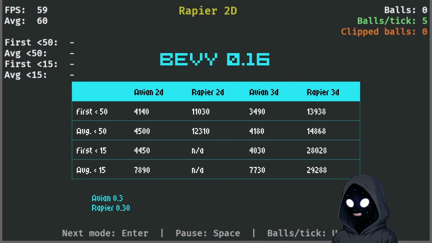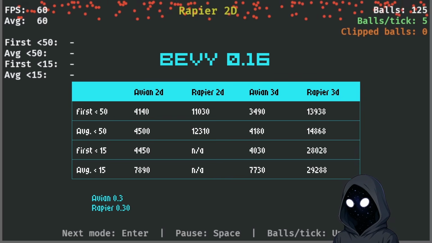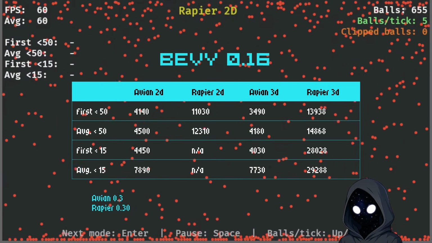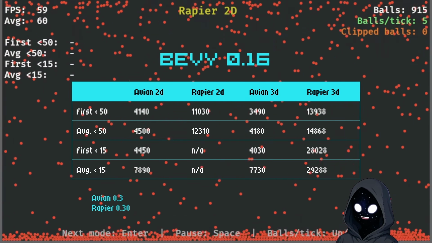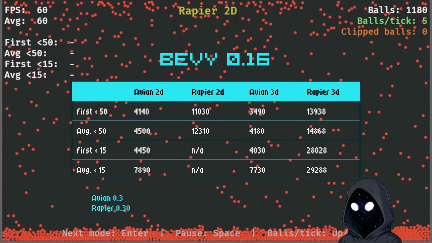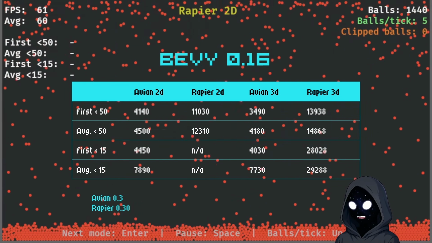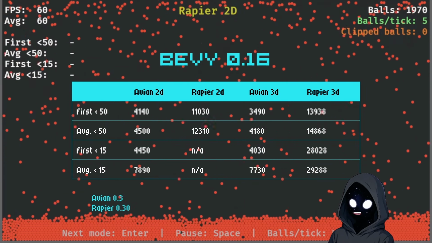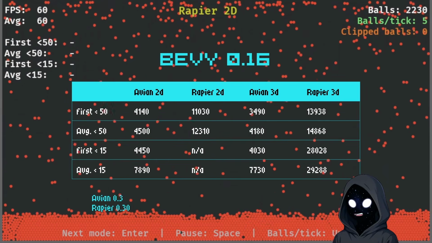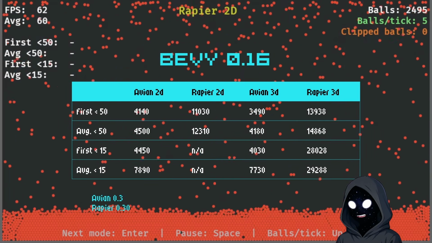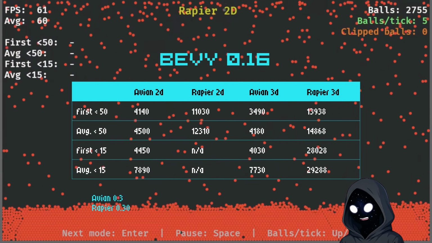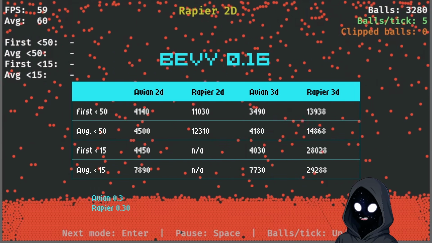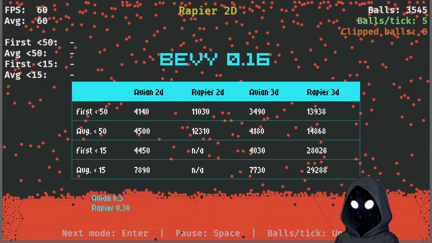So this is the compiled data. We see the Rapier 2D simulation running in the background. Off camera, Avian 2D gave us around 4,000 for the first below 50, and the average hit 50 at 4,500. And we also see that the crash then came quite instantaneously. So the first below 15 is also observed at 4,450 already. But until the average reached below 15, we still had some time and went up to 7,890 balls.